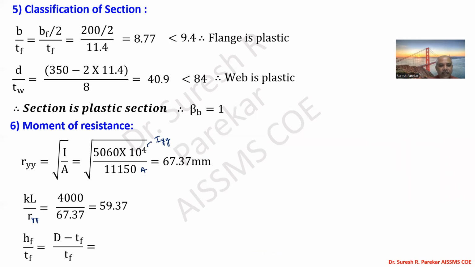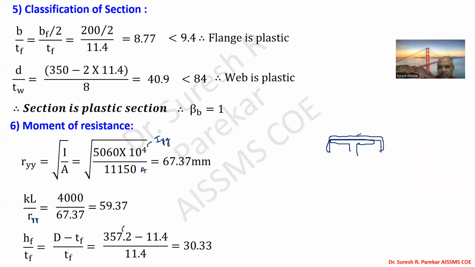Then HF upon TF, D minus TF, so D we have 350 plus this 7.2, because now if you see, we have a section like this. We have this as the beam, and on this beam we actually have a channel. The total depth we have is 350 of the beam, and this 7.2 is TW of the channel, which is 7.2.